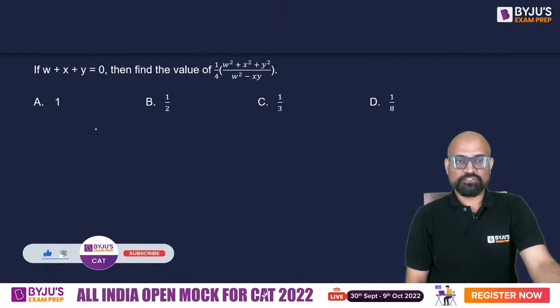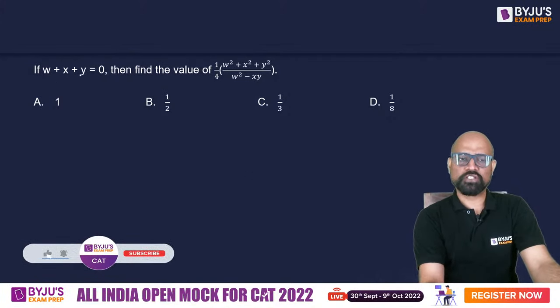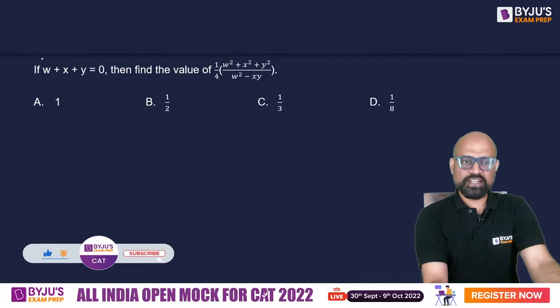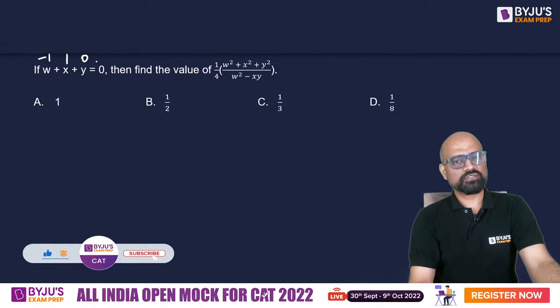Okay, next. If W plus X plus Y is equal to 0, then we have to find out the value of this. Well, if W plus X plus Y is equal to 0, how about taking some values for W, X, Y and putting it there, right? So let's take W as -1, X as 1 and Y as 0. Will it work? Let's put these values over here.